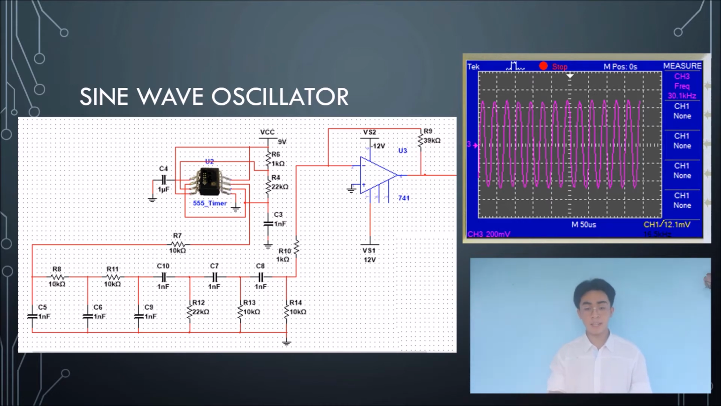I used an LM741 inverting amplifier to amplify the sine wave from the filters. The output of my amplifier is pin 6, which is connected directly to my modulator. My final output sine wave is this, which has a frequency of almost 30,000 Hz.